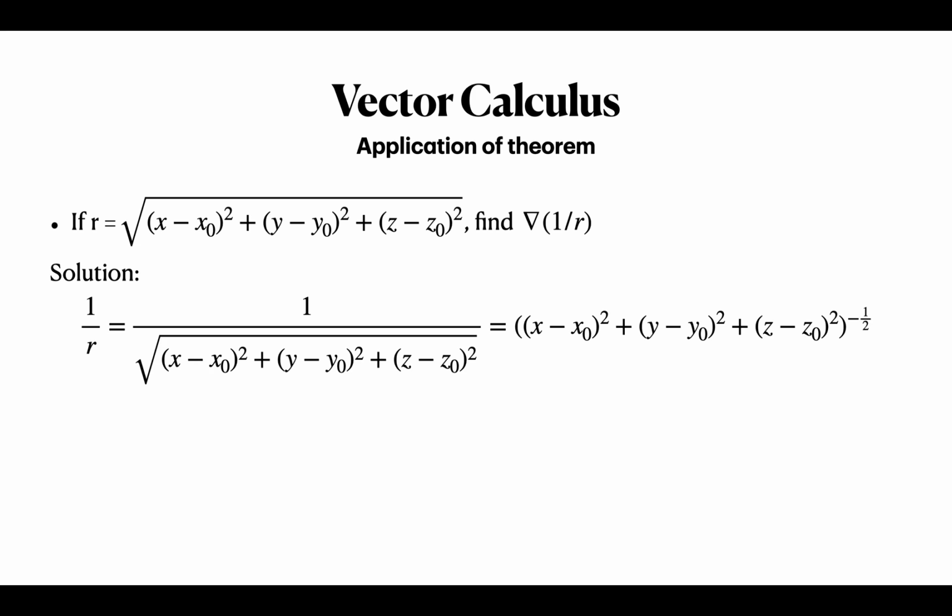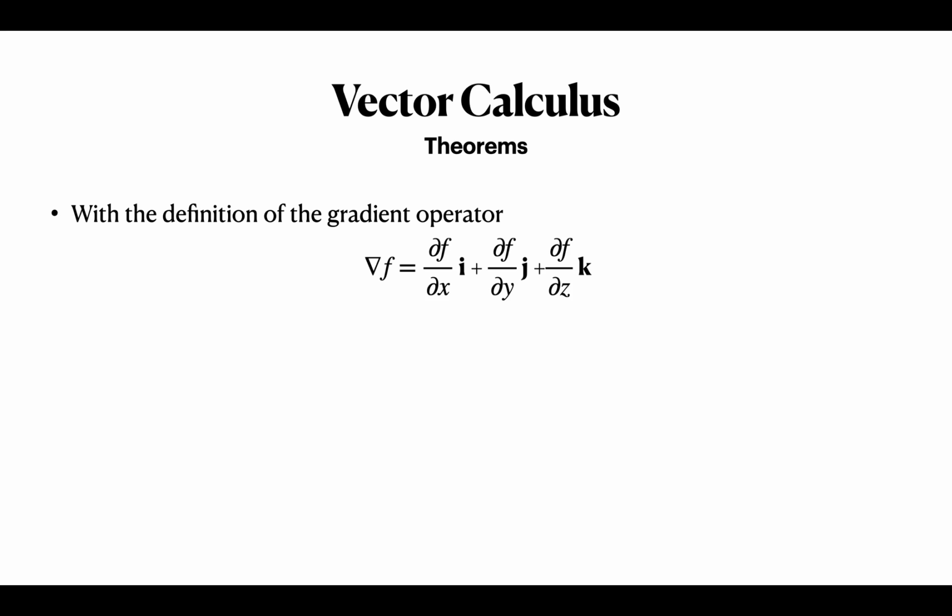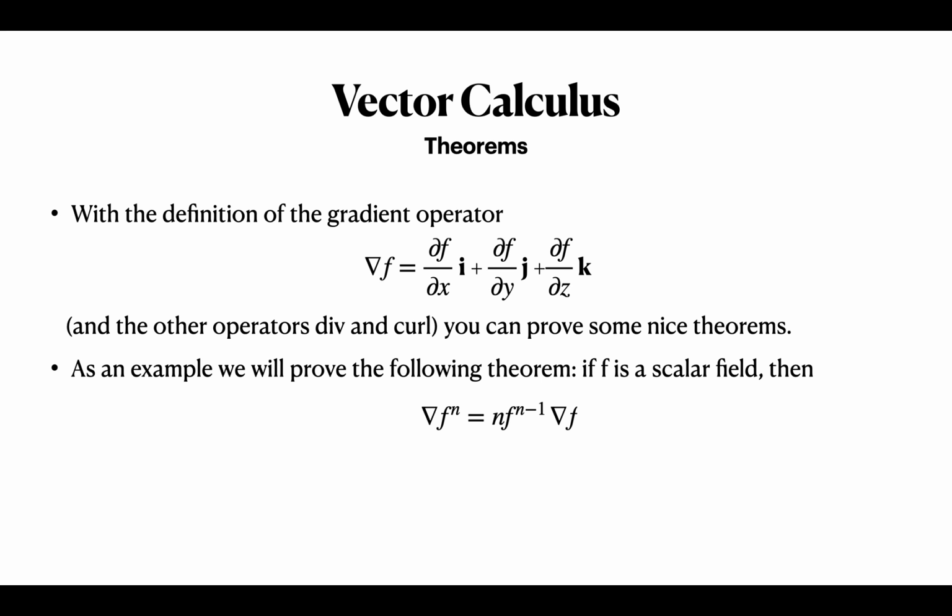So here's the solution. The first thing you do is you rewrite what you want to get the gradient of as a power. So 1 over r is 1 over the square root of what's inside, and 1 over the square root of something is just that something to the power of minus a half. Okay, that's important. So all I'm doing is I'm rewriting 1 over r as a power, because when I write it as a power, I can then use the previous theorem to calculate my answer.